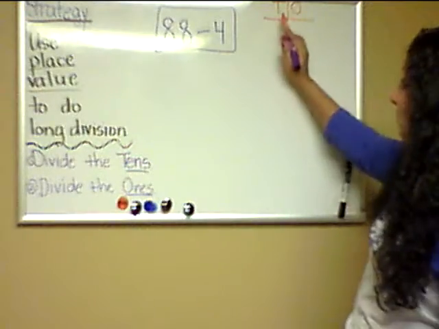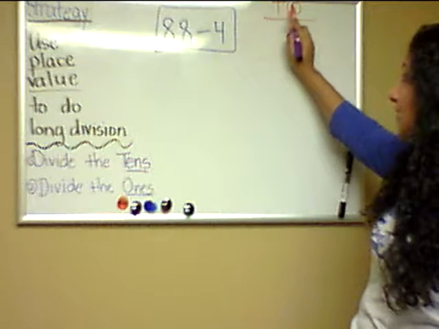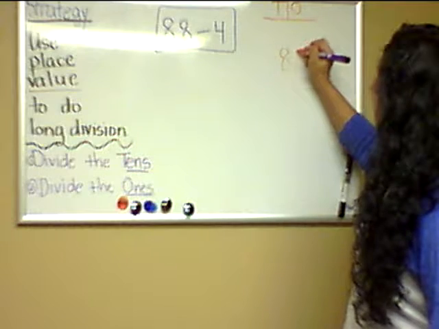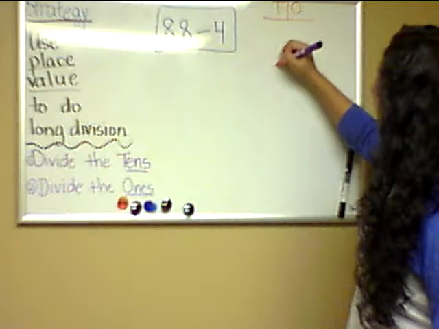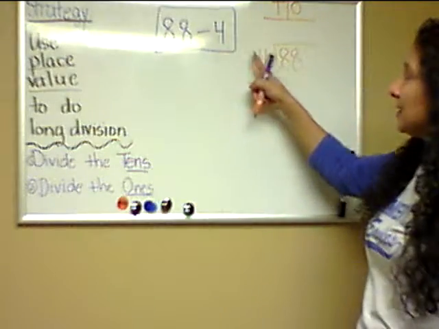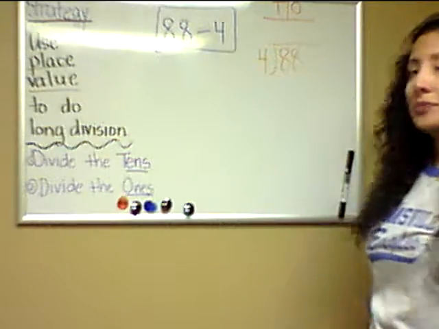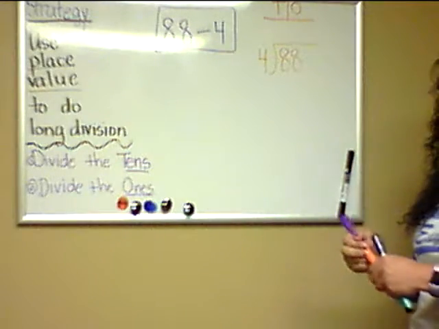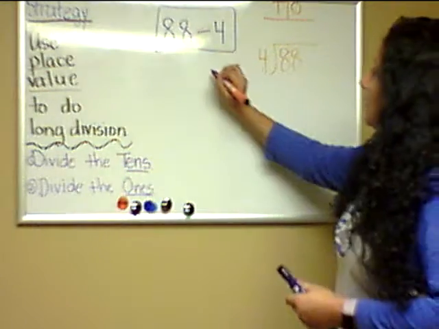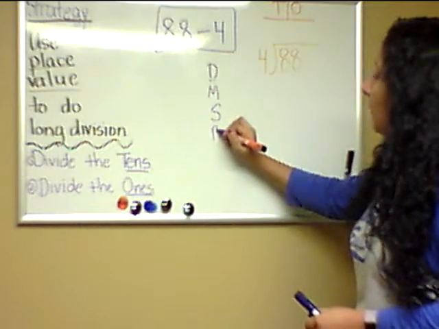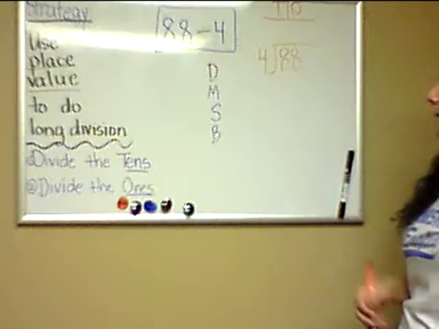Step 1 is to have my place value chart. T is for tens, O is for ones. Let's set up our problem as a long division problem. 4 is my divisor. 88 is my dividend. Now we need to set up our steps. D for divide, M for multiply, S for subtract, B is bring it on down or bring it back up.